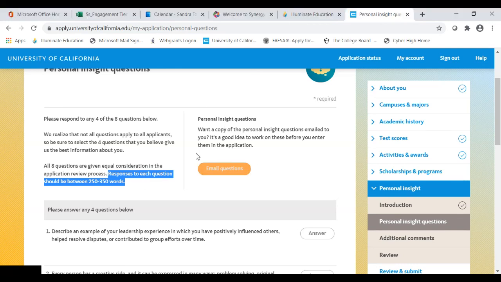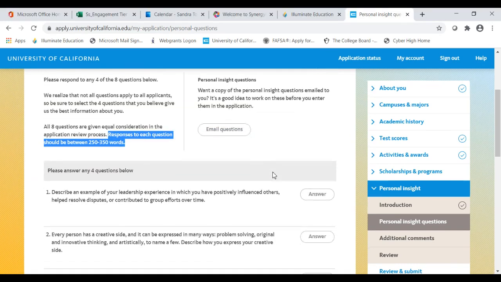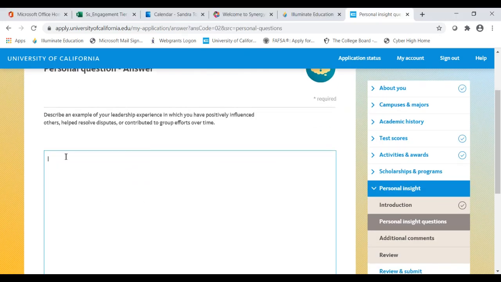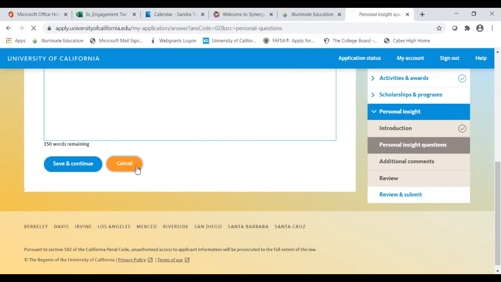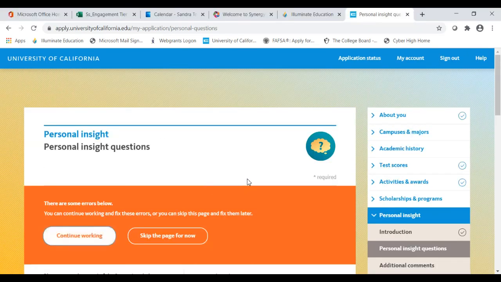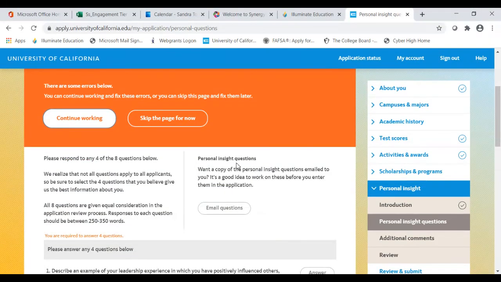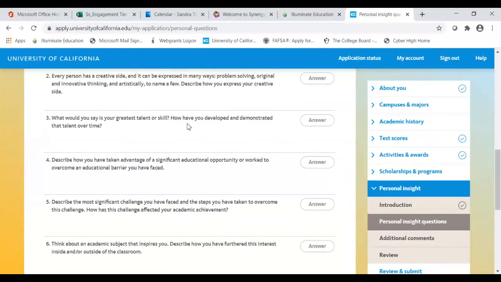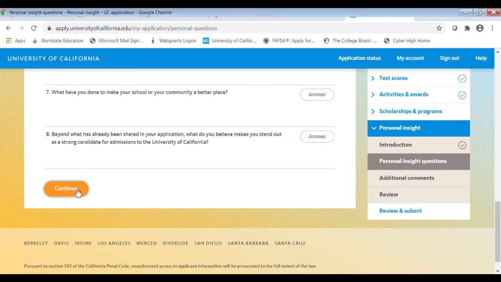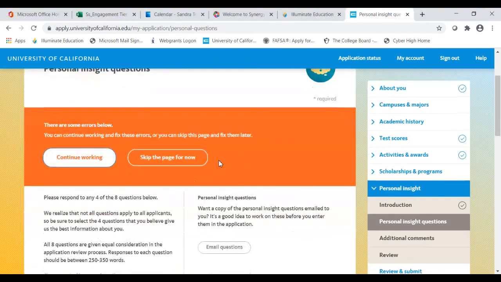So one recommendation again is to email the questions to yourself, and then once it's perfected, when you're ready, you could always copy and paste your answer. Okay, and basically that's the end of it. This is where it pretty much ends once you answer the questions. Now let me see what is next here.